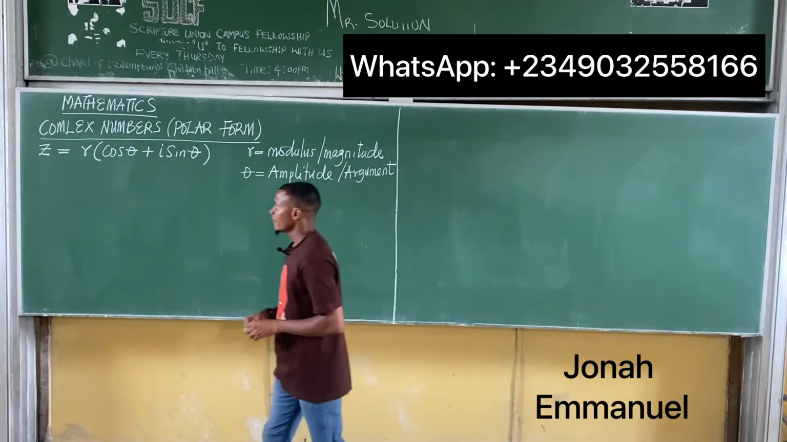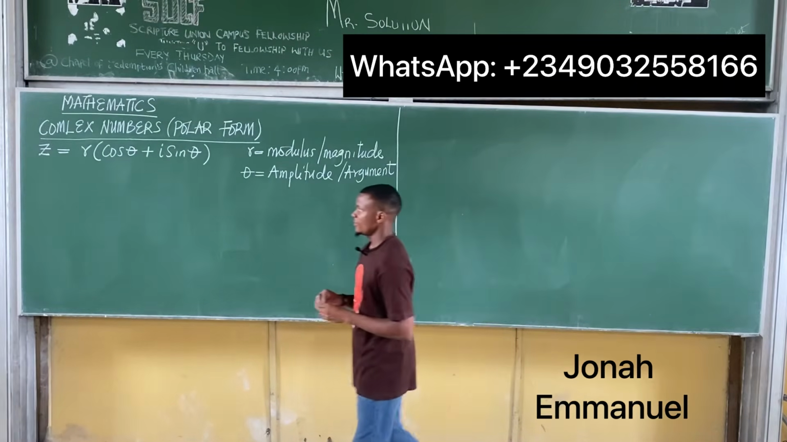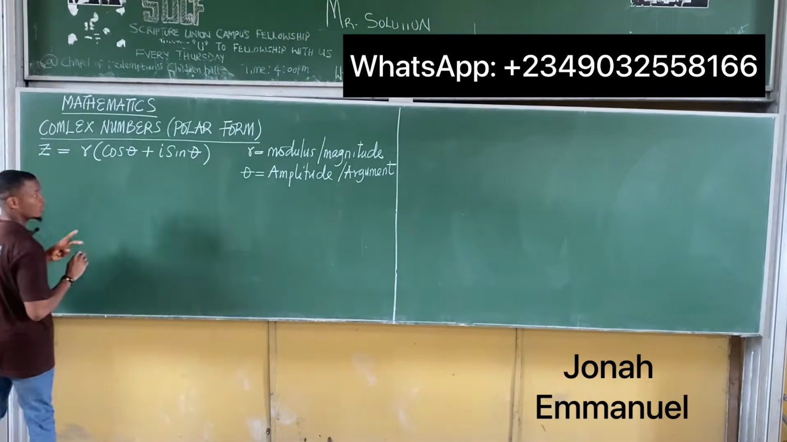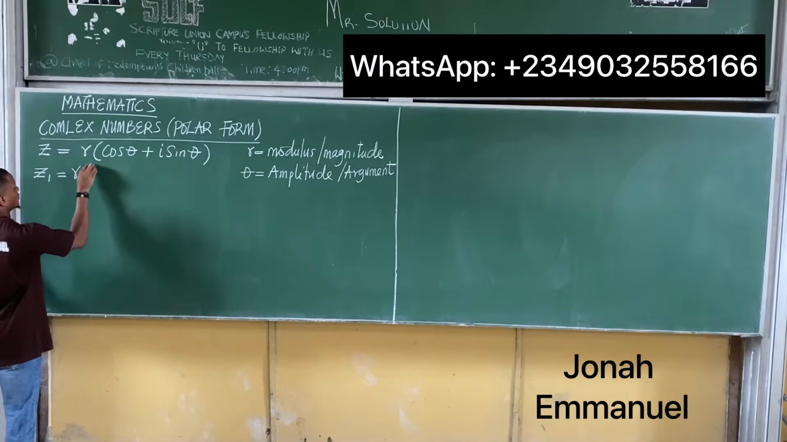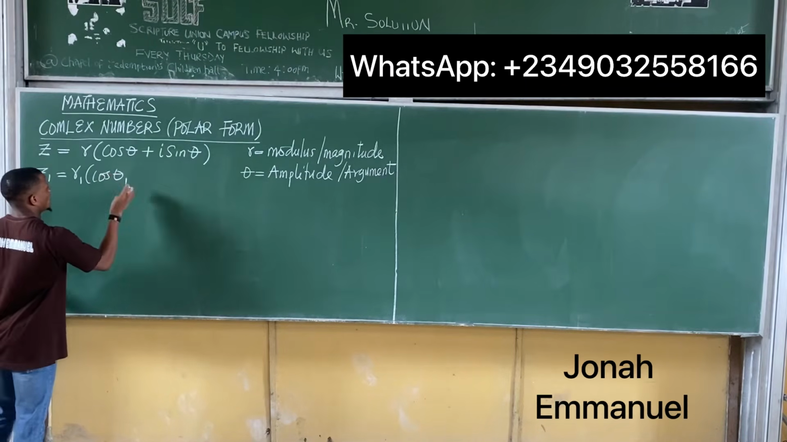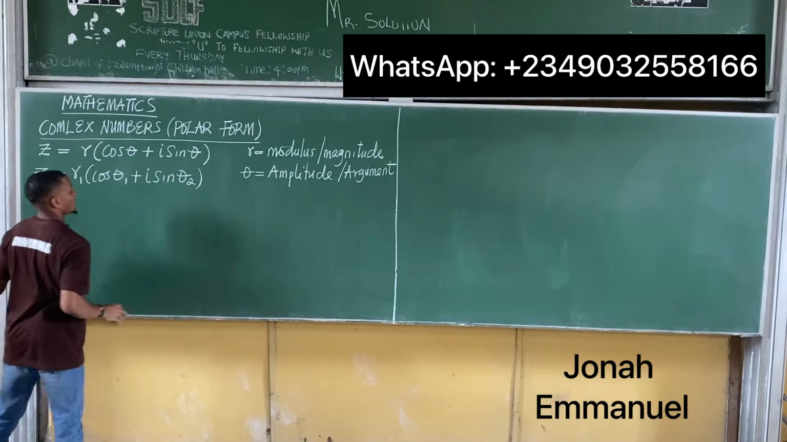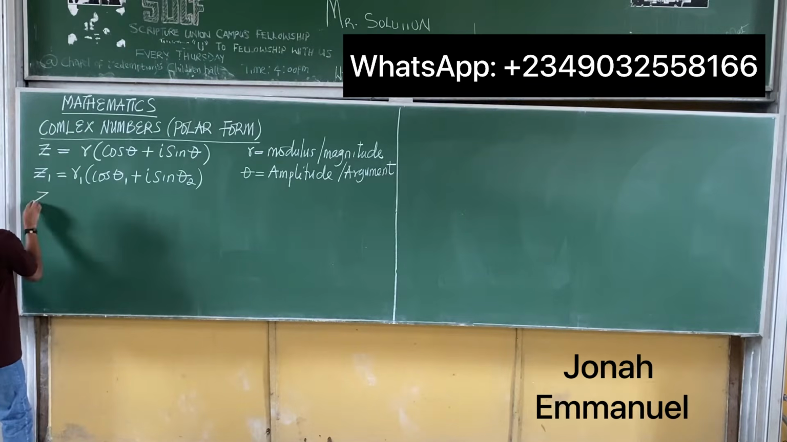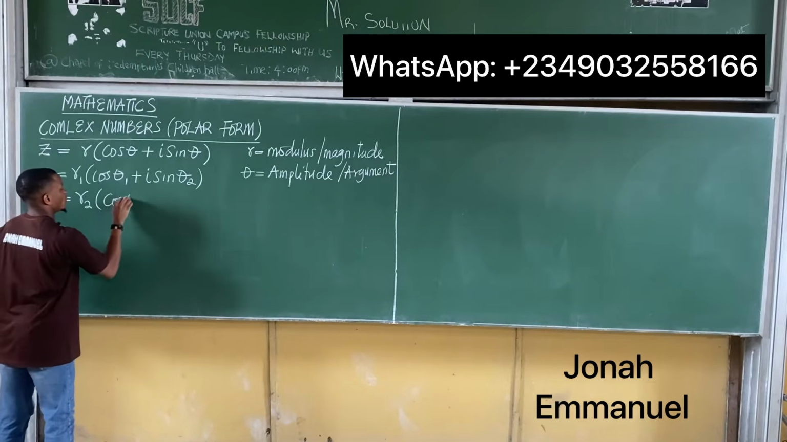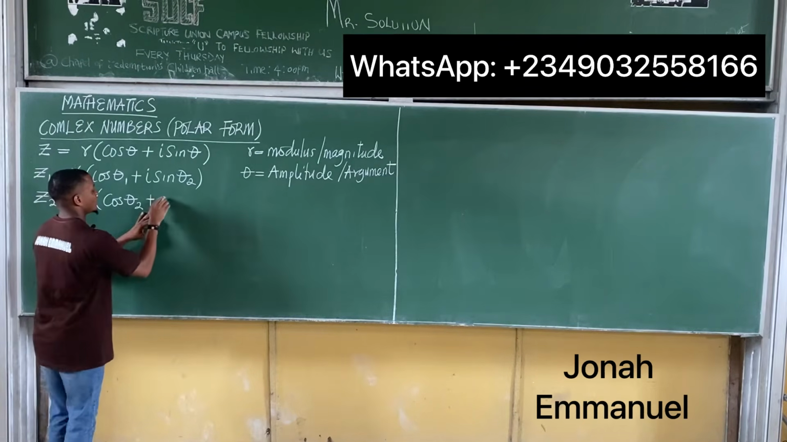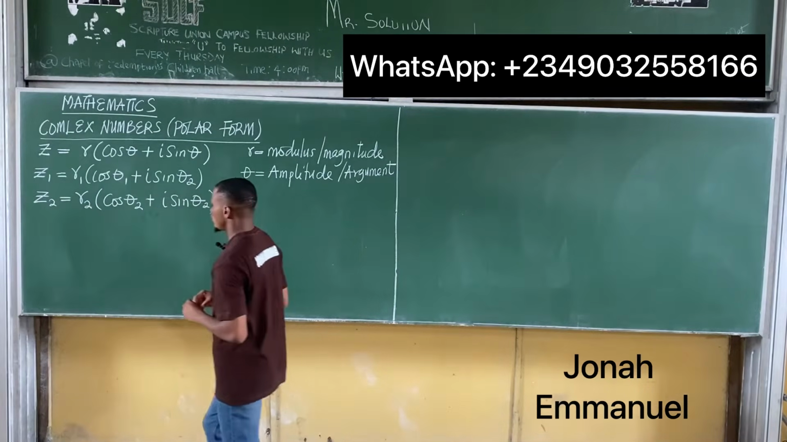All right. Let's look at how to multiply and divide complex numbers. Let's say we're given two complex numbers. The first one is z1 equal to r1 into cos theta 1 plus i sine theta 1. So here's my first complex number, and the second complex number z2 is equal to r2 into cos theta 2 plus i sine theta 2. So I have these two complex numbers.